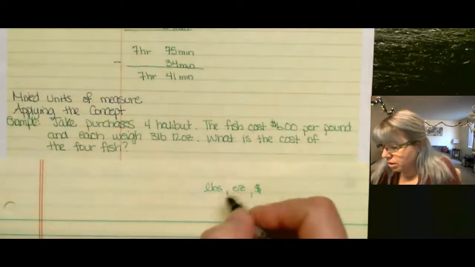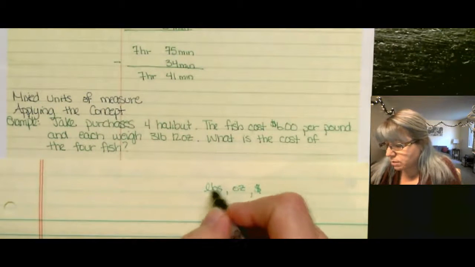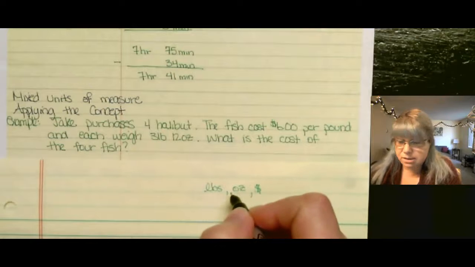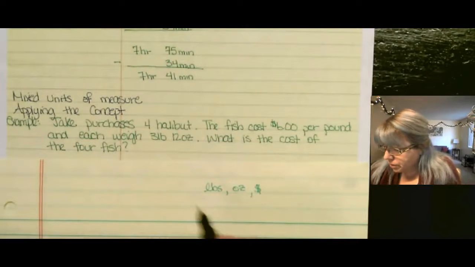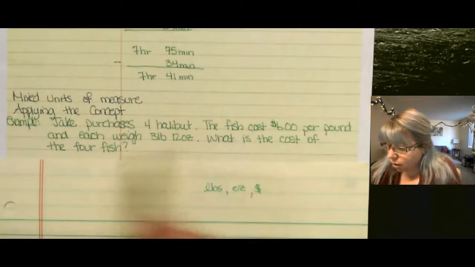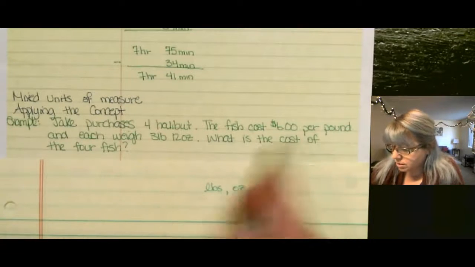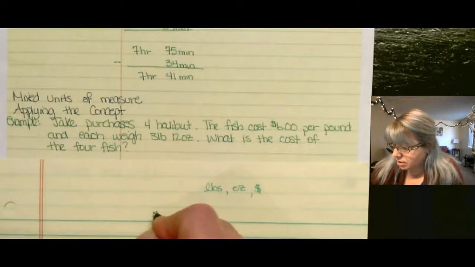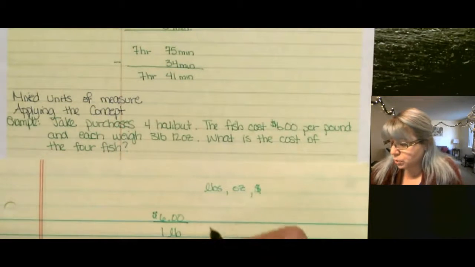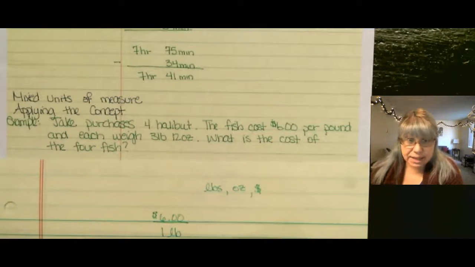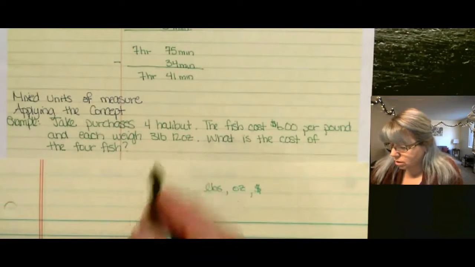We can convert all the ounces to pounds or pounds to ounces, but we're not going to convert money to pounds. So here we go. We want to know what's the cost of all 4 fish. So each pound is $6 per 1 pound. We need to know how many pounds of fish we have in total.